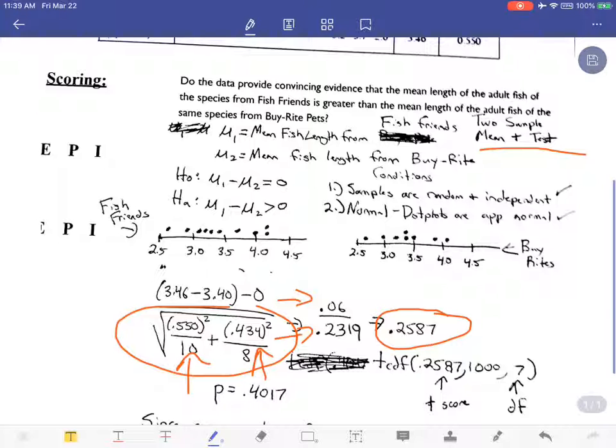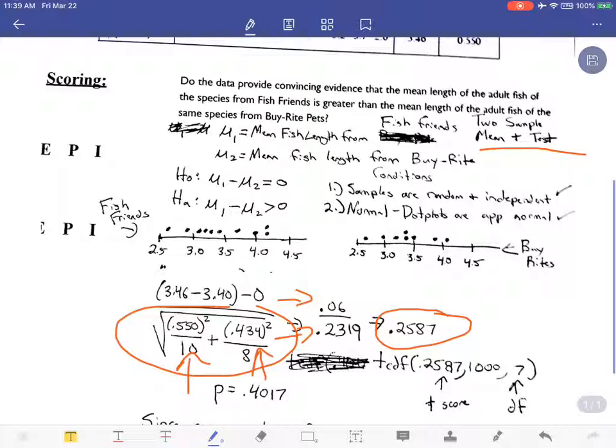So again, we always want to make sure we're finding the tail values for these significance tests. So if we have a positive t or z-score, we want to find the right tail of the curve. If it was a negative z-score or t-score, we'd want to find the left side of the curve. Since this one's positive, the t-score is going to be our lower boundary. Our upper boundary is going to be positive 1,000. And then our degrees of freedom is going to be 7.